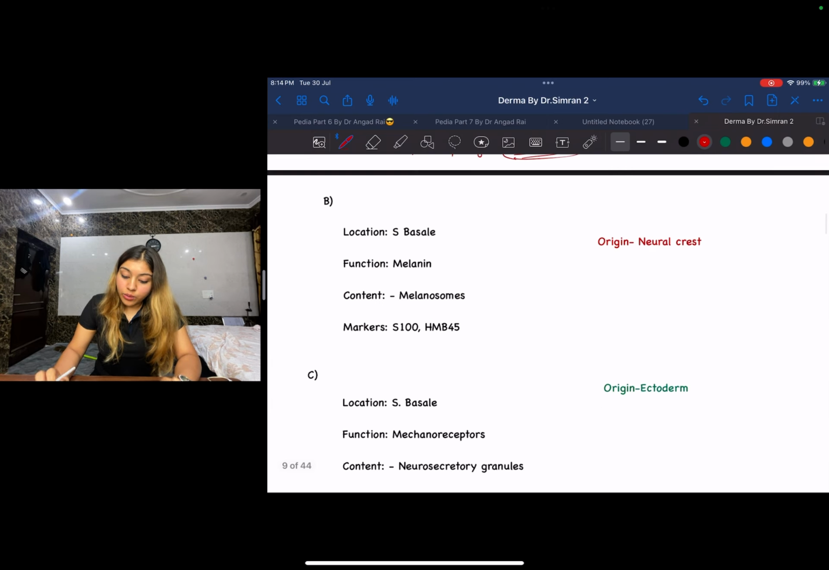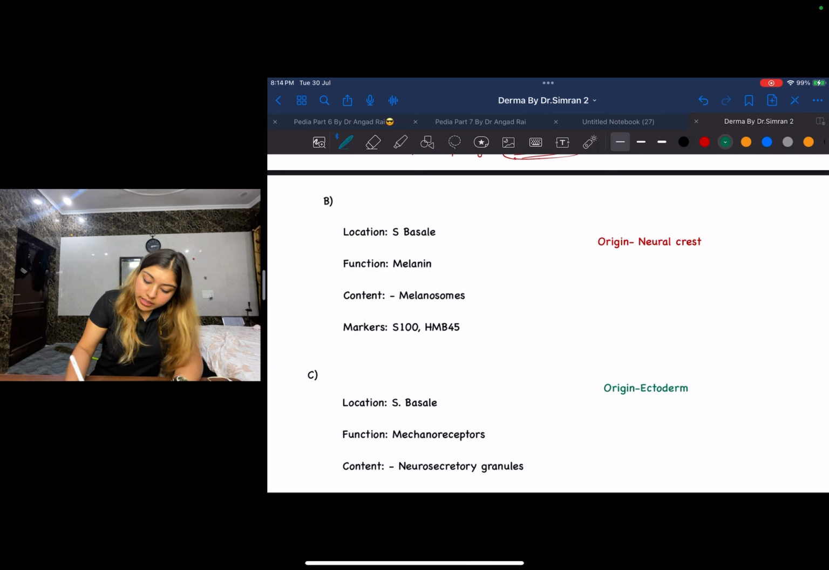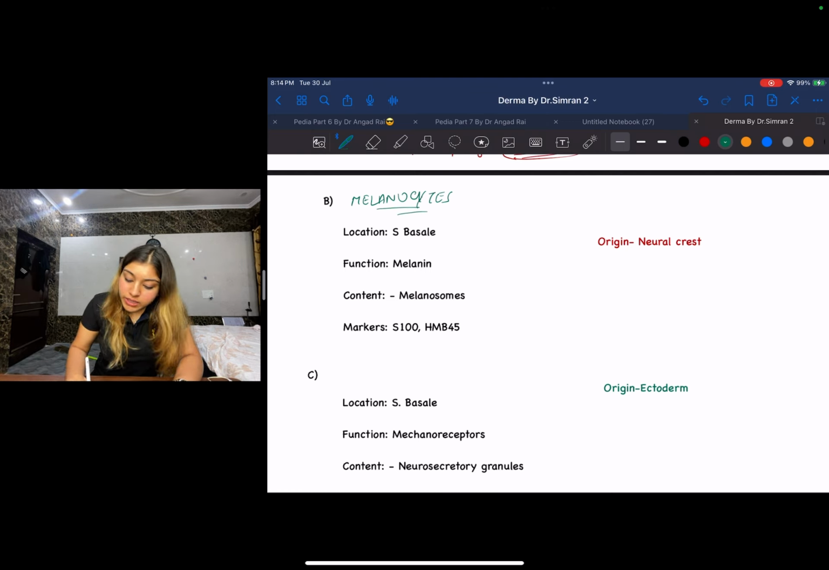Now let us move on to our next cell. That will be called your melanocytes. What is the location of a melanocyte? It is present in your stratum basale. What is the function? The melanocyte will give rise to melanin.